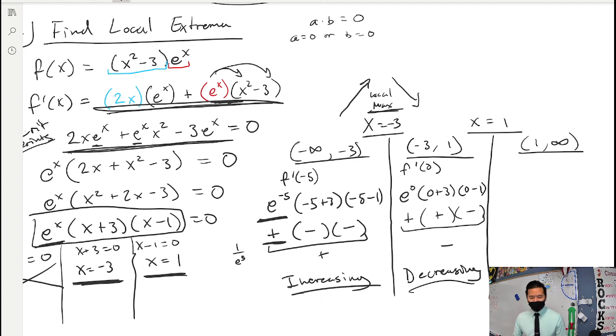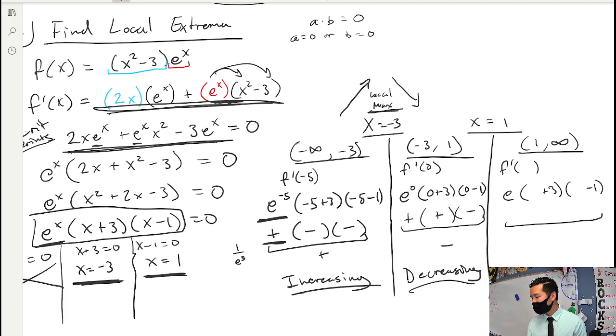Get the sign for that last one, guys. Do it real quick. Pick a number from 1 to infinity. Don't shout it out, and then calculate your signs and see what you get. E to the whatever times whatever plus 3 times whatever minus 1. See what signs you get, and tell me if it's increasing or decreasing. Not yet, though. Just write it out. Try it out.